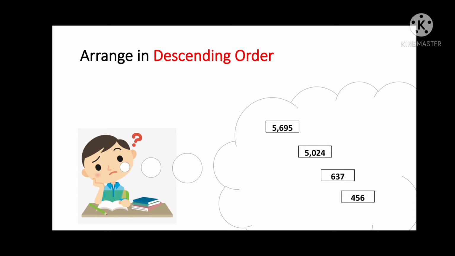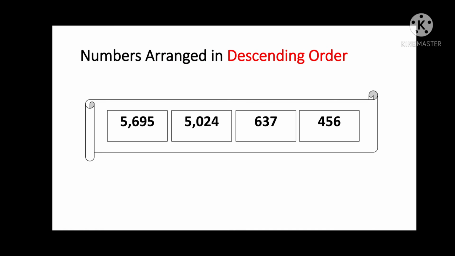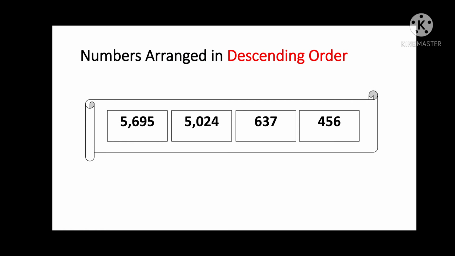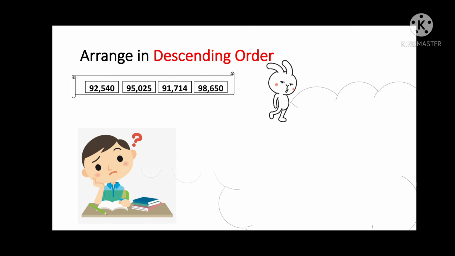That was very easy. Then we arranged these in a straight line, just like this. These are the correct answers. Now the numbers are arranged in the descending order here. Yes. Let's do another question.